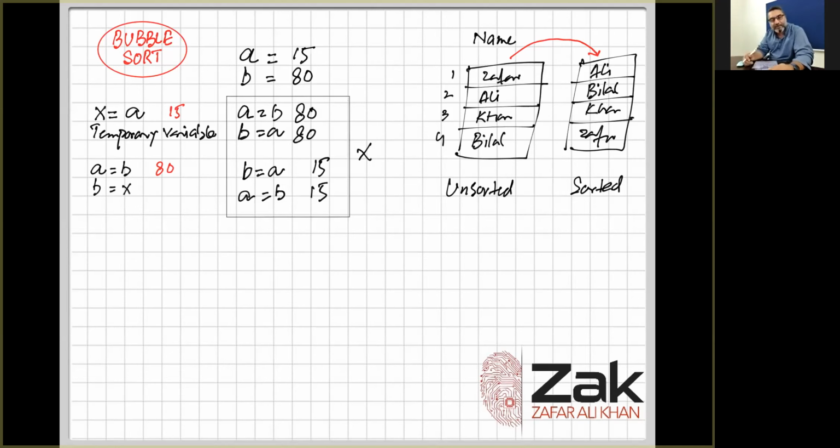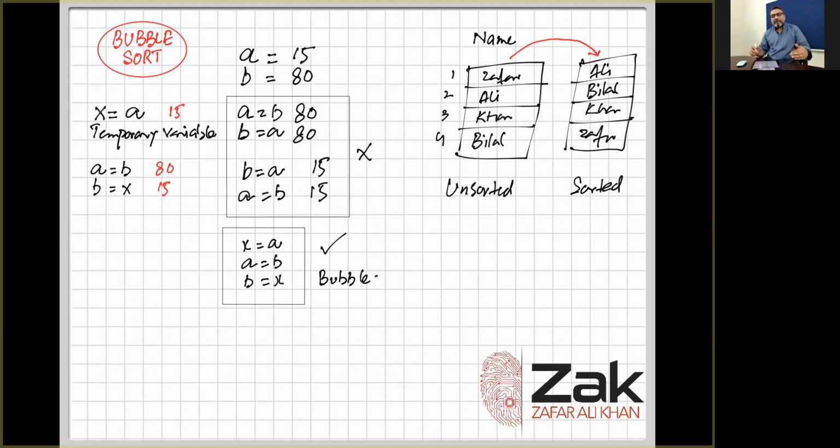As we preserved the value of A in X before making it 80, now the value of B will become 15 as X was 15. So using an extra variable, X is equal to A, A is equal to B, and B is equal to X, this particular way is correct. And this is called the bubble method.